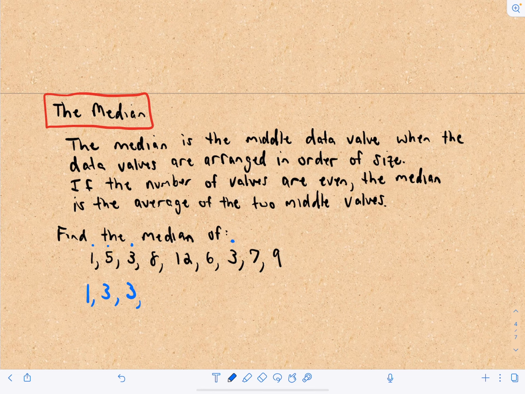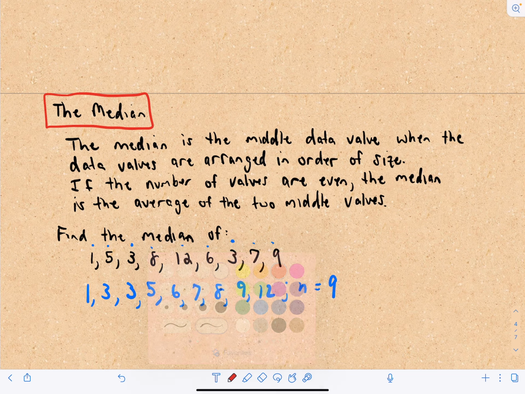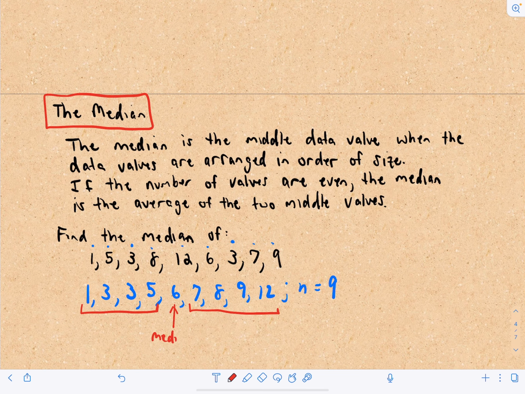Then what number? Looks like 5 would be next, then 6, and then 7, and then 8, then 9, then 12. How many values do we have? It looks like we have 1, 2, 3, 4, 5, 6, 7, 8, 9. It looks like we have 9 values. So if I pick this value of 6, notice I have 4 values on this side, and I have 4 values on this side. In this case, the number 6 is going to be the median.